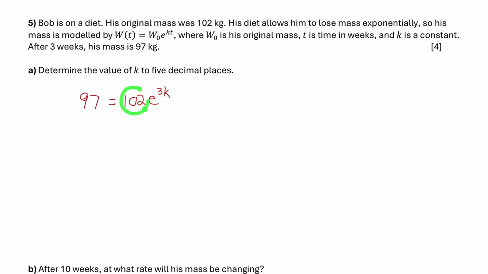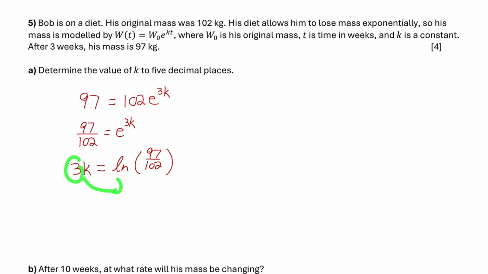I'll start by dividing this 102 to the other side, and then I'm looking for what exponent goes on e to get 97 over 102. I can find that exponent, 3K, by doing the natural logarithm of 97 over 102. And this works because the base of the natural logarithm, even though you don't see it, is e. So this is finding out what exponent goes on e to get 97 over 102. And of course, I'll have to isolate K by dividing this 3 to the other side.